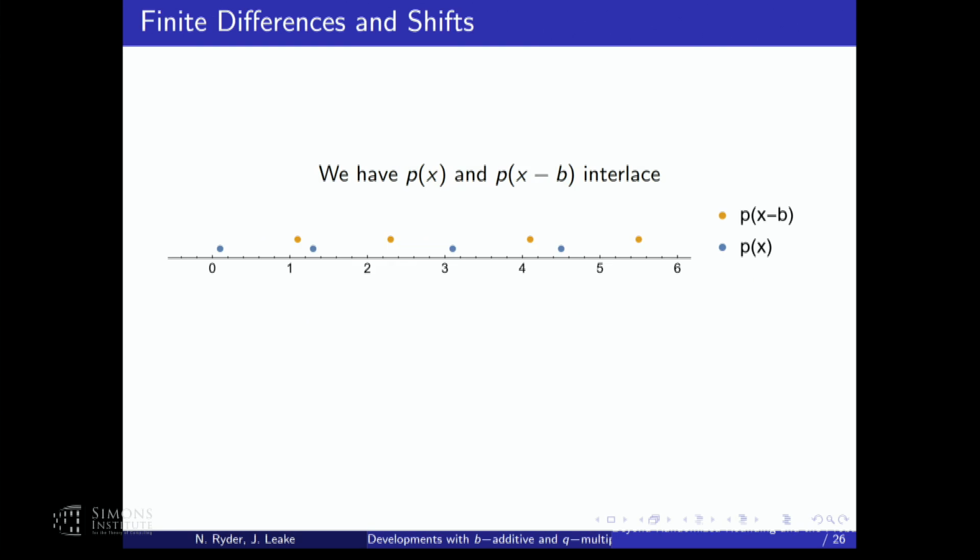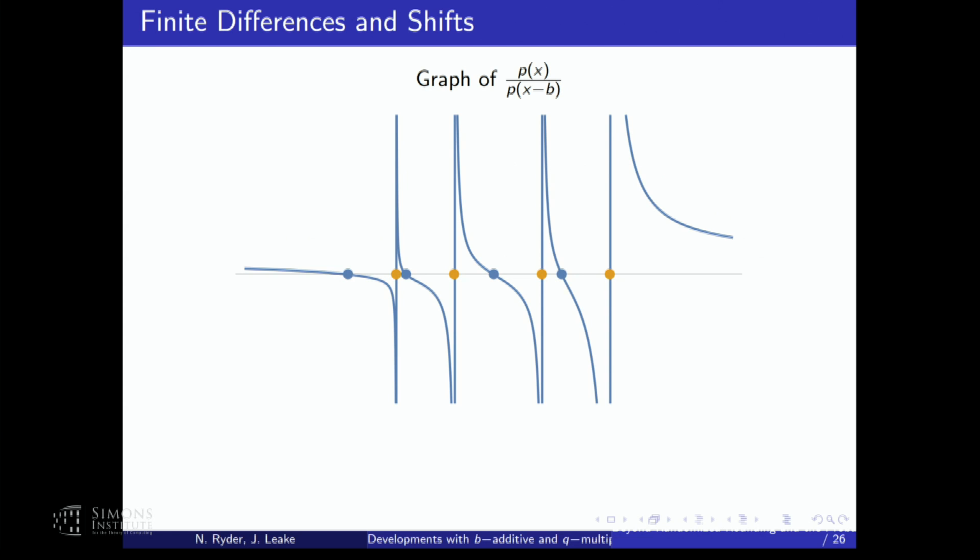OK, so what can we leverage from this interlacing fact? So p of x and p of x minus b interlace. And so I can look at my picture again, and I get a very similar picture by interlacing. So here the blue dots are the roots of p, the numerator, and the brown dots are the roots of the shift of p. And now what happens when I shift the graph?